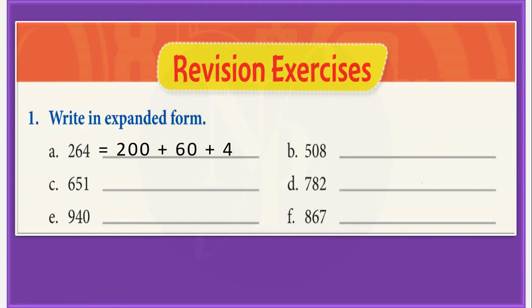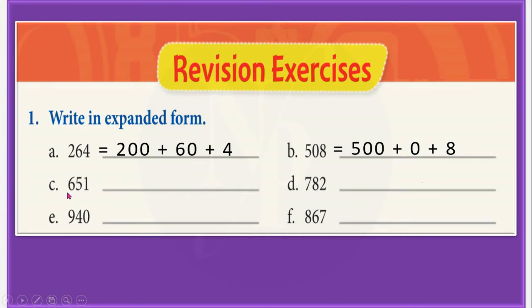Or in other way, as we read, so you write. As we read this number 264, write 264 with plus in between these. So expanded form of the number 264 is equal to 200 plus 60 plus 4. B, 508. Expanded form is 500 plus 0 plus 8. There is a 0 in tens place, so we have written 0 as second term here.